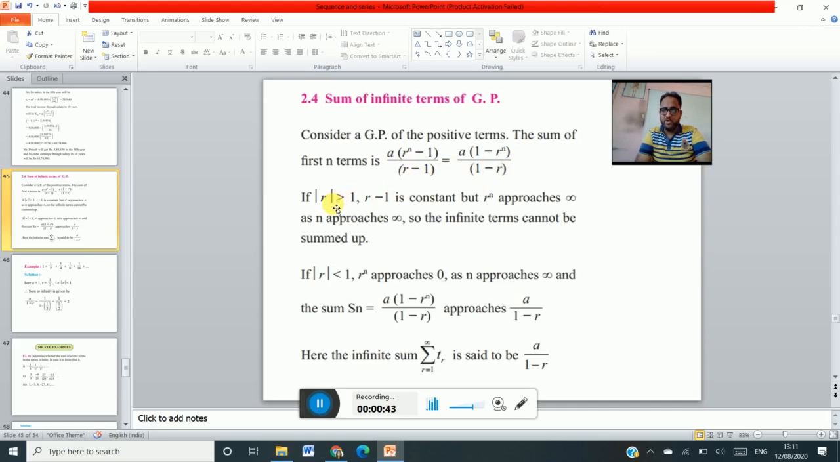If mod of r is greater than 1, r minus 1 is constant, but r to the power n approaches infinity as n approaches infinity, so the infinite terms cannot be summed up. If mod of r is less than 1, then r to the power n approaches 0 as n approaches infinity, and the sum is found using this formula. So the infinite sum, the summation of Tr from r equals 1 to n, is a upon 1 minus r.